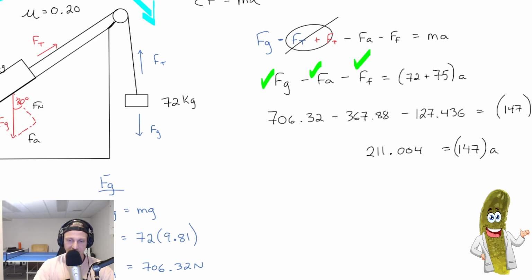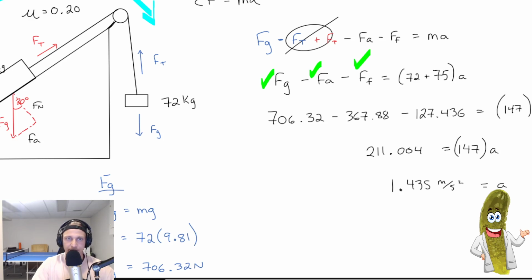So we're going to divide both sides by 147. And when you do, you get an acceleration of 1.435 meters per second squared is equal to A. So that's the first part of our answer.